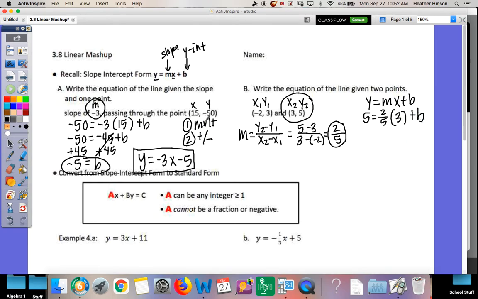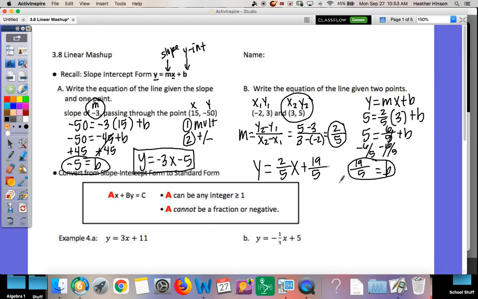So again, two steps. Multiply 2 over 5 times 3. That is 6 over 5. And then I'm either going to add or subtract. This one's positive, so I'm going to subtract it out. And then 5 minus 6 over 5 is 19 over 5. So that's my b. So I've got m and b now. So my equation is y equals 2 over 5 for m, x, plus 19 over 5 for b.